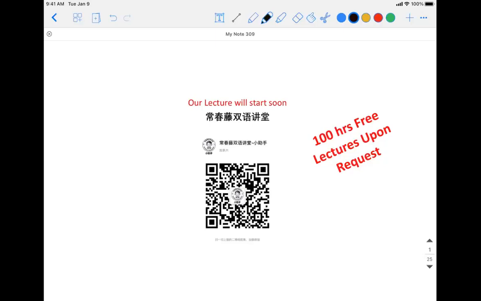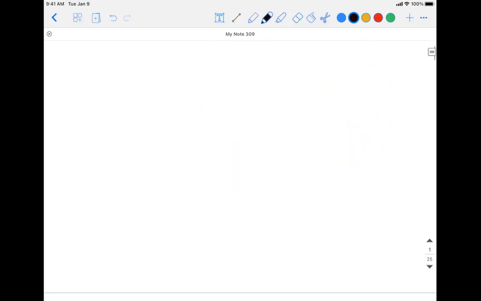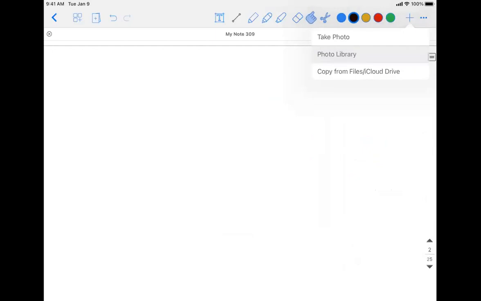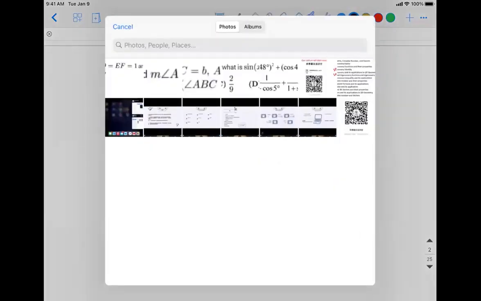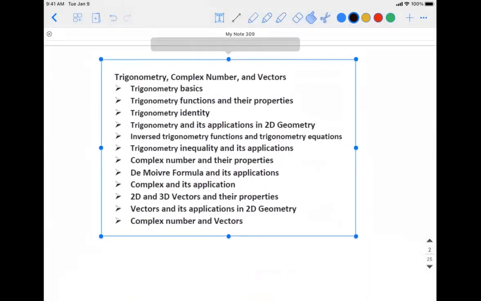In this lecture, we're going to focus on session 6, which is trigonometry, complex numbers, and planar vectors. Before we get started, as a common practice, let me give you a quick preview of what we will be covering in session 6. Let's have a quick forecast. This is what we're gonna cover in session 6: trigonometry.